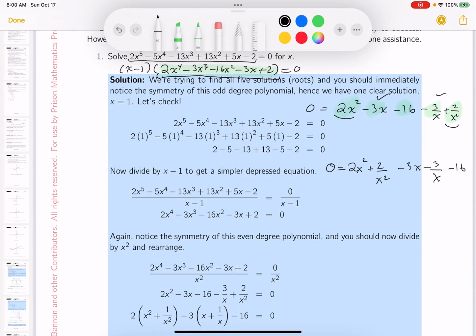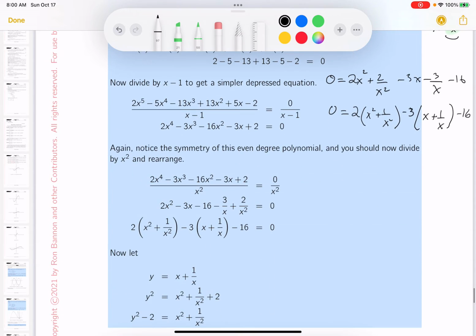Now let's do this. Again, it may lead nowhere, but let's write this down: 0 equals. I'm going to put a 2 out there, and you get x squared plus 1 over x squared. I'm going to factor minus 3 out, and you'll see something remarkable again. It will be x plus 1 over x, and then I get a minus 16. Someone can say, what are you going to do now? Well, I'm going to make a substitution. I don't like the look of x plus 1 over x, so I'm going to make this equal to u.